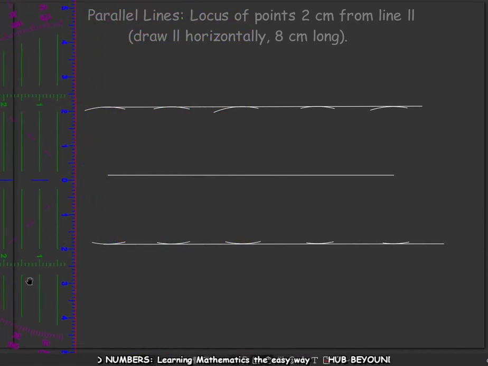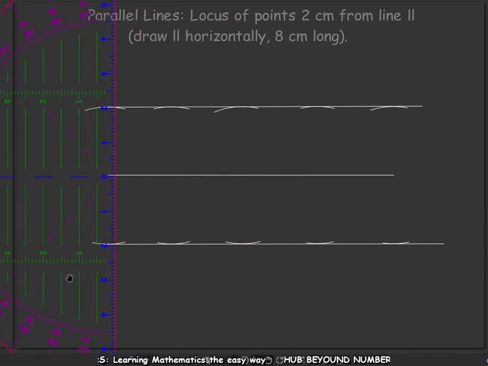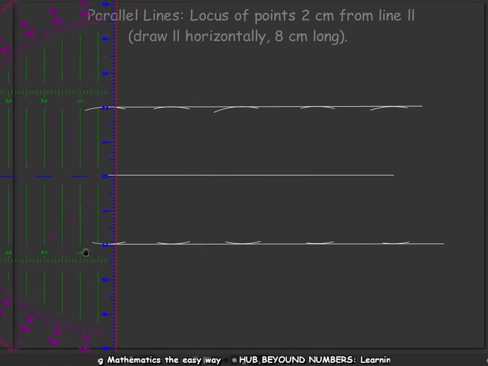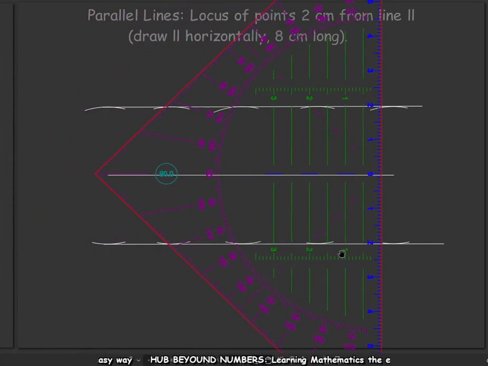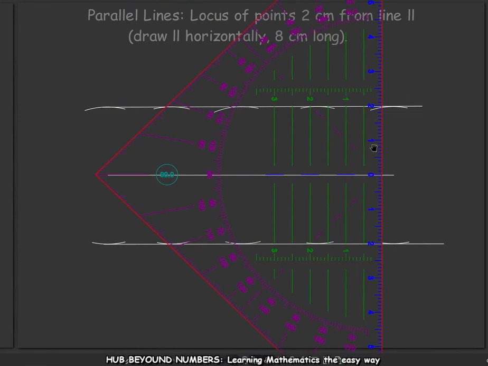So as you can see, if I start from here, even from here, these 2 lines are 2 centimeters away. You can see that also over here. And so can you see over here, they are all 2 centimeters away.